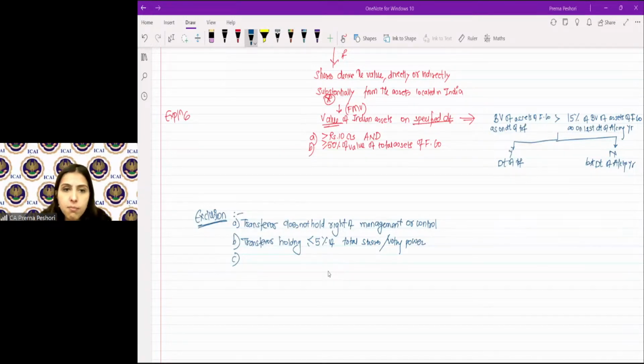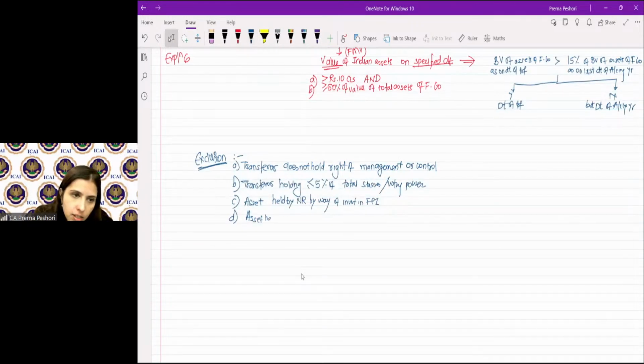So asset held by the non-resident by way of investment in FPI, foreign portfolio investors. Are we clear? Yes or no? Any question? Any doubt? Yes or no, students?